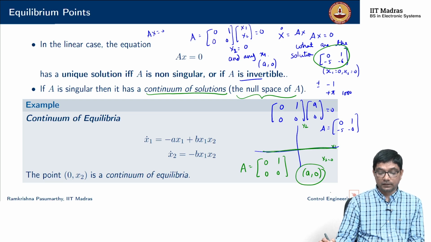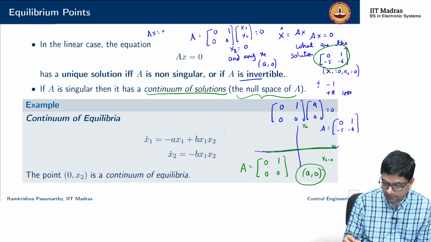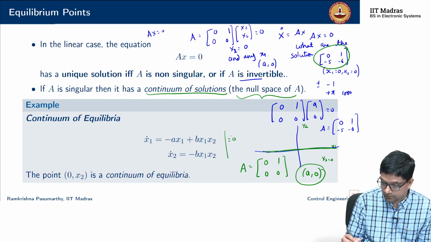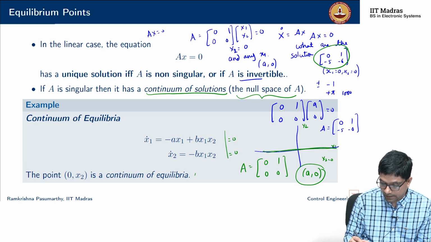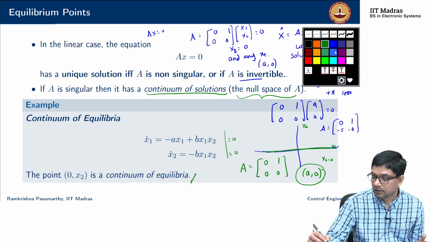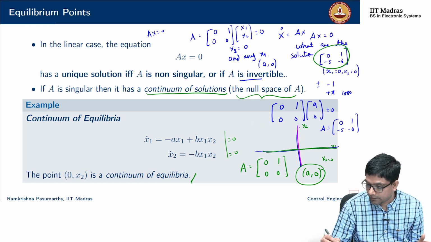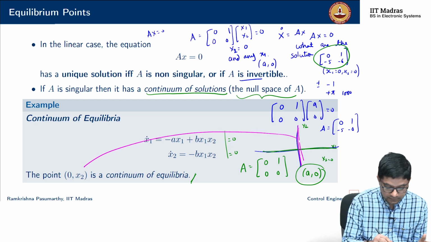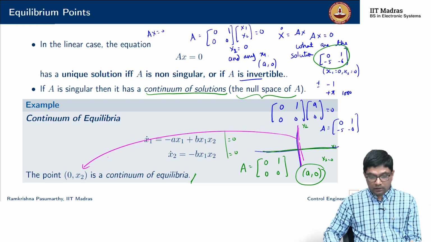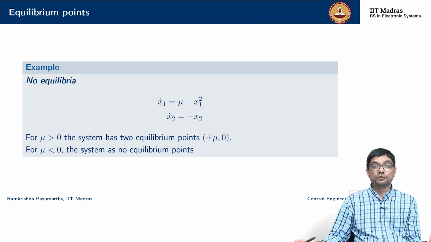Now, what happens in the nonlinear case? We can have a continuum of equilibria too. I take this, equate this to 0, equate that to 0, and I end up with the solution that any point 0 comma x2 is a continuum of equilibria. So x1 is 0 and x2 can take any value. That is precisely this point. Nice. Can there be systems for which there is no equilibrium?